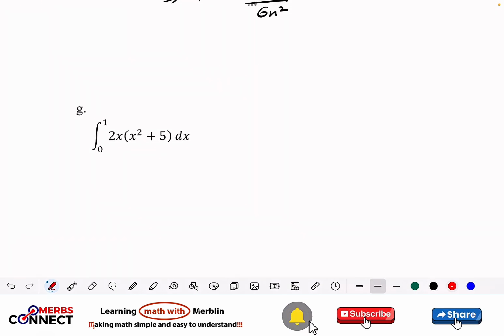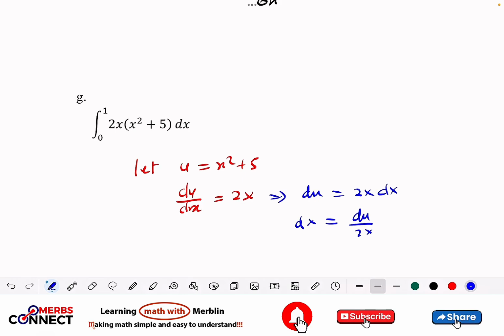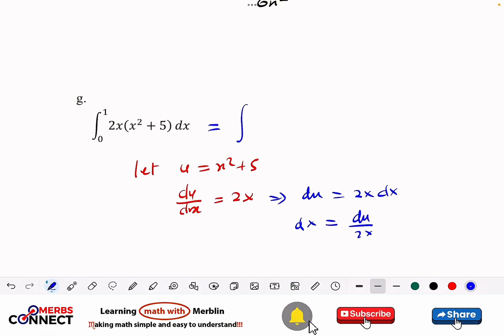So same idea here. Pick u to be the one with the highest degree. Look for du over dx, which is going to be 2x. And then this implies that du is equal to 2x dx, and dx will be equal to du over 2x. So this is going to give us, okay, so this is definite, right?